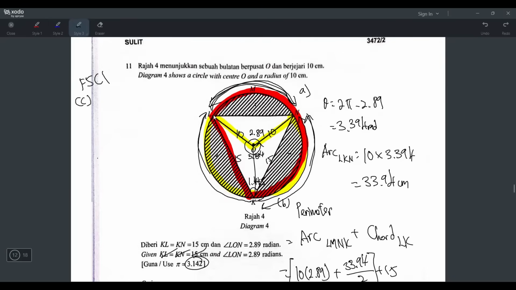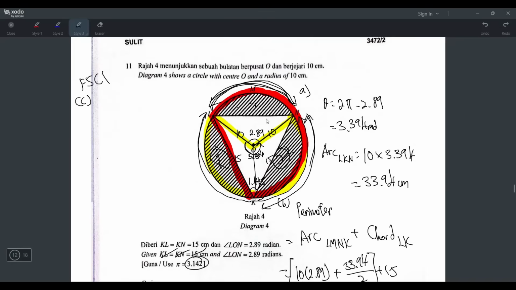Why do I say it's a segment? Because the region is in between an arc and a chord. So you can just find the area of segment plus area of segment plus area of segment. But these 3 segments will not be the same size. Only this segment and this segment are the same size. Actually, I'm not sure. 33.94 divided by 2. Yeah, it's not the same size, because the angle here is also not the same as the angle here. So definitely this segment and this segment are not the same size.